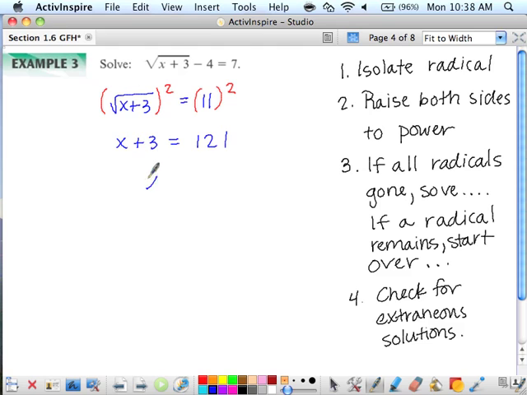Subtract 3 from both sides, and it looks like x equals 118. Then you need to go to your calculator, store and check. Give you a second to do that. Okay, so we all checked, and we got that 118 does make it true. So that is our answer to this problem.